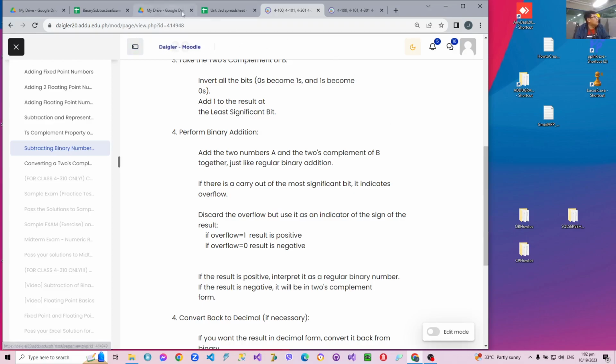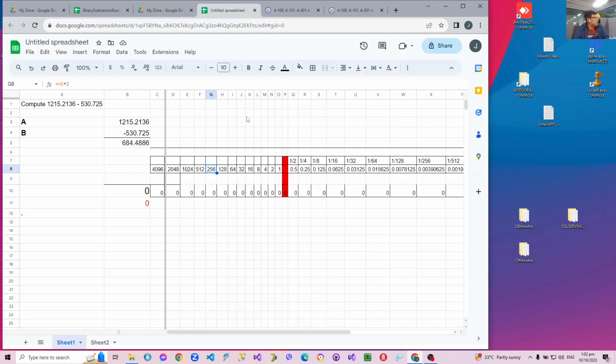Now, let me show you an example. For example, we are going to subtract the number 530.725 from 1215.2136. So let us now start with the first step, which is to convert them both to binary.